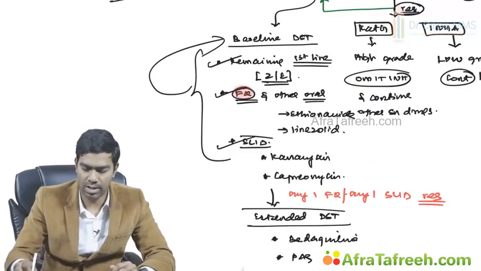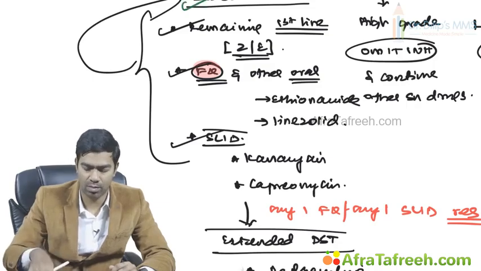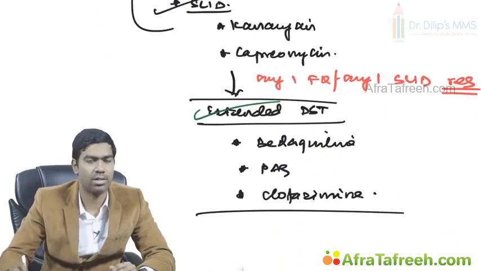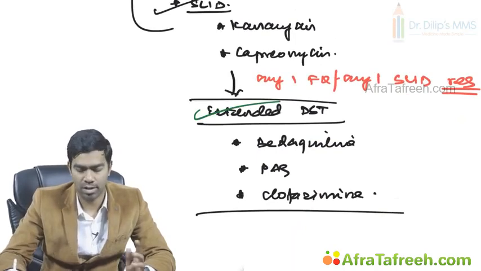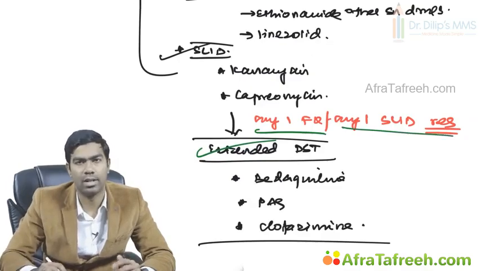So what sensitivities are tested under this baseline DST, and what drugs are tested for sensitivity or resistance in the extended DST? All these things are important. And when will you do an extended DST? Indications for doing an extended drug sensitivity testing.